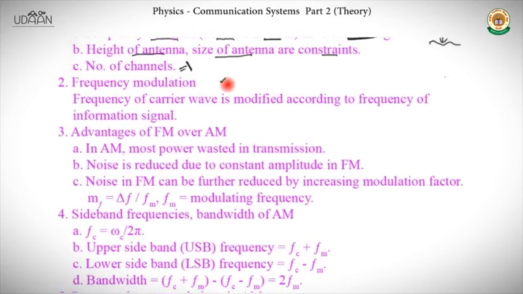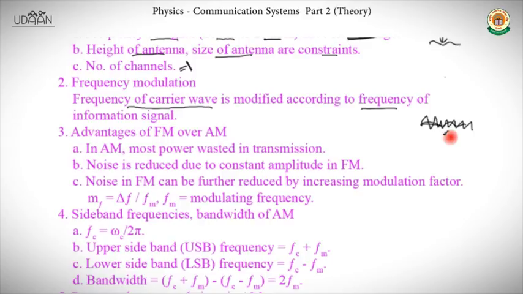Next we have frequency modulation. Here the frequency of the carrier wave is modified according to the frequency of the information signal. So if there is a carrier wave, then there will be changes in frequency by the coming of the message wave. So the frequencies become changed. This is known as frequency modulation or FM. Like the FM radio that you hear, it's basically frequency modulation.